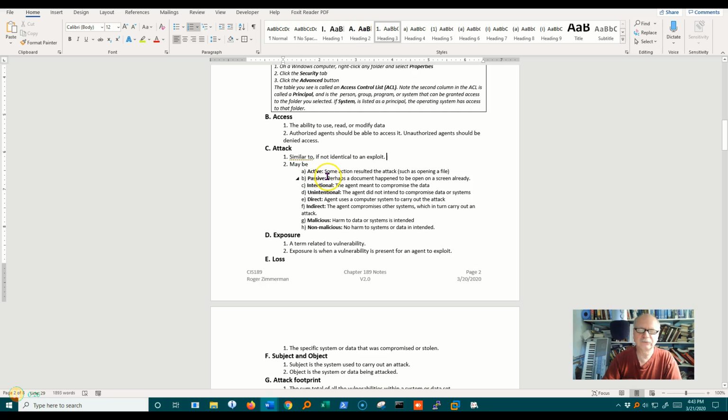Now we have various kind of pairs of terms here that sort of classify that attack type. For example, active or passive attack. In an active attack, some action resulted in the attack. I opened a file, I did something, I actually performed some action in order for it to happen.